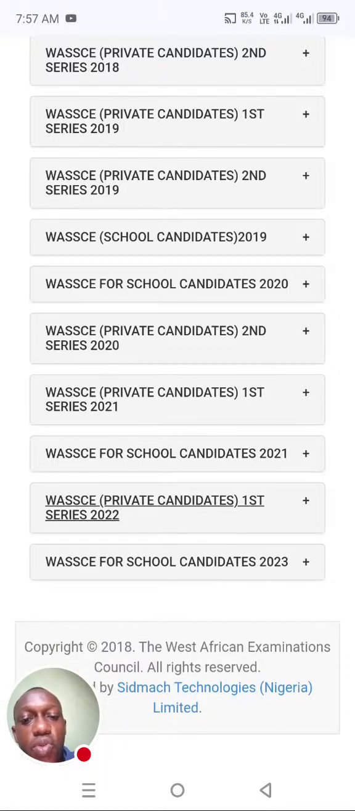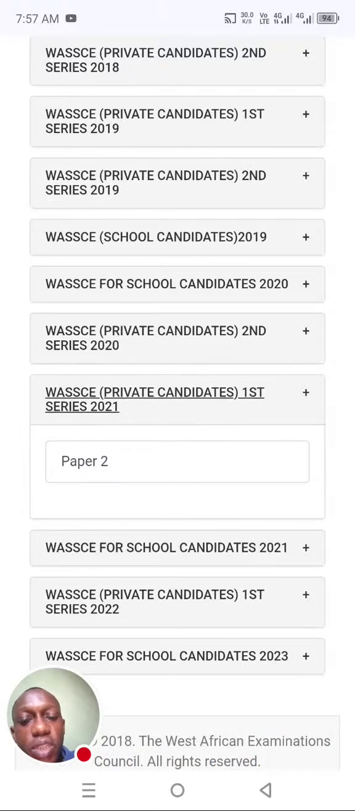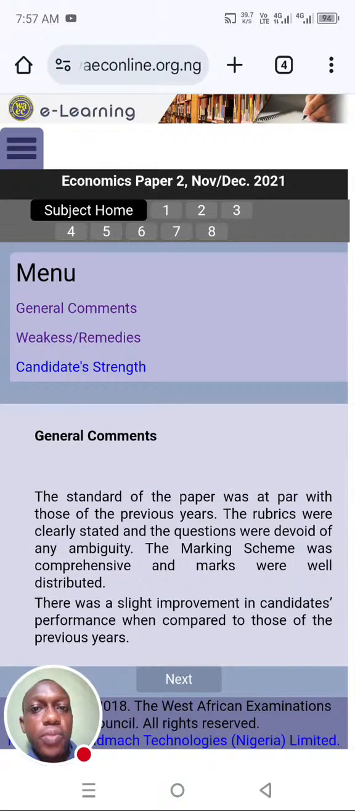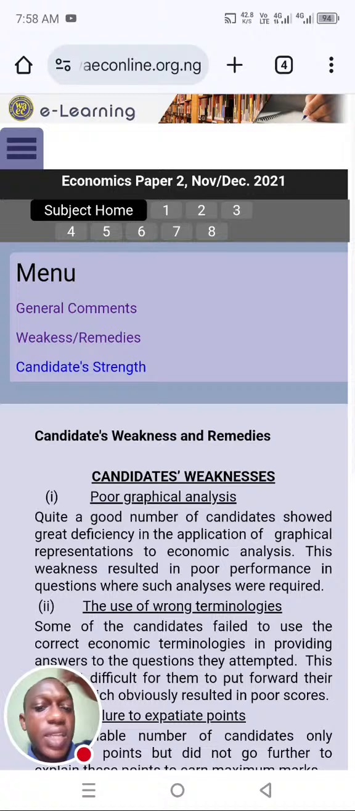So let me go to WAEC private candidate first series 2021. You see what is there? So let's click paper 2. Now, look at paper 2. You will see we have menu. After menu, we have general comments. After general comments, we have the weakness and remedy. So we have to click that, weakness and remedy.